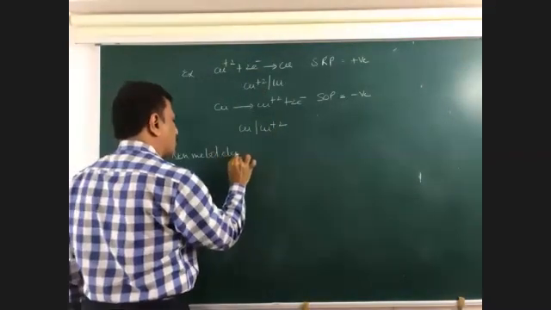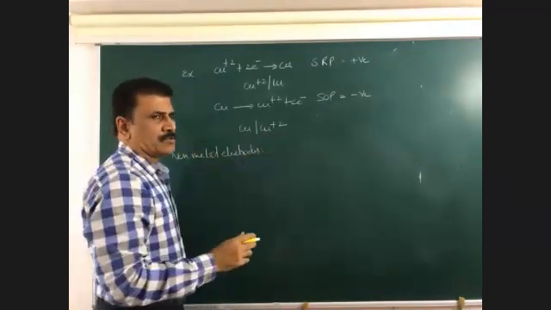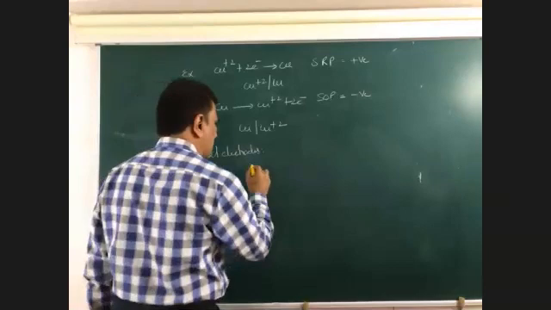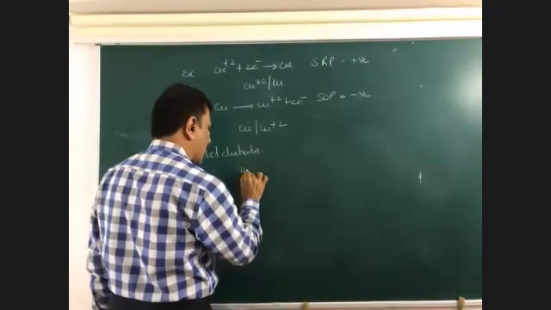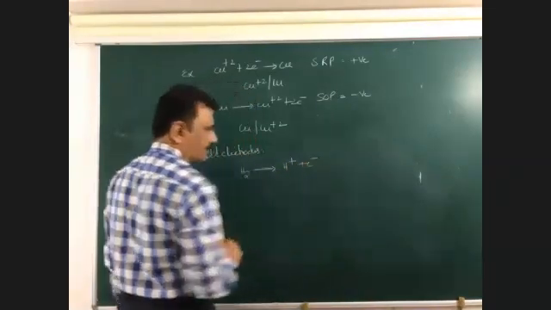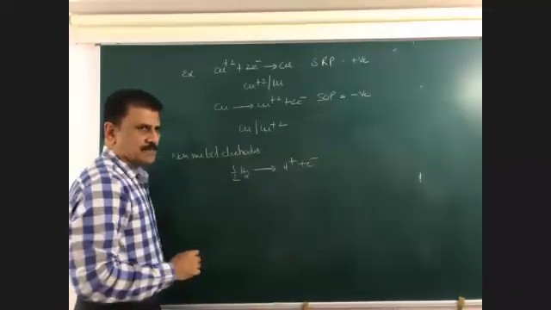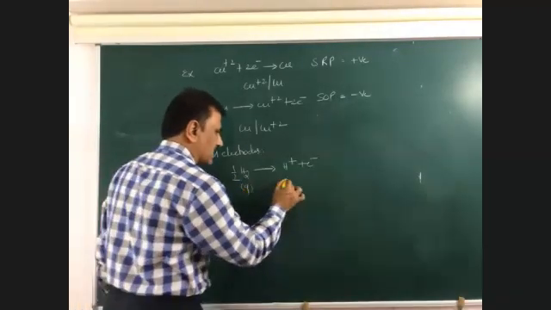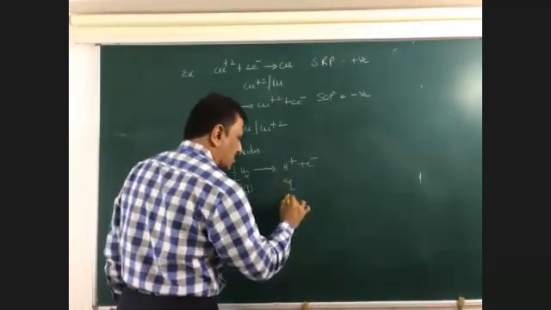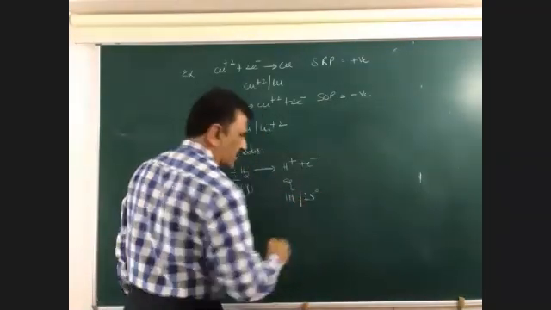Non-metal electrodes. Non-metals means chlorine, bromine, like this. In non-metal electrodes, look at this example. Hydrogen changes to H+ plus electron. Here, you have to balance like this. This is a gaseous substance. This is an aqueous solution of how much? 1 molar. At what temperature? 25 degrees centigrade. This is common.